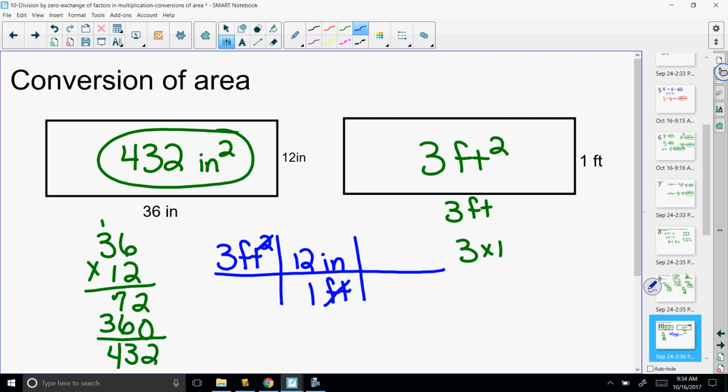36. Is the area of this rectangle 36? No. If you look at the units you are left with, I have 1 foot left and I have inches here. Because where do we even get square feet from? Where do we get square inches from? Area. I'm taking 36 inches times 12 inches.